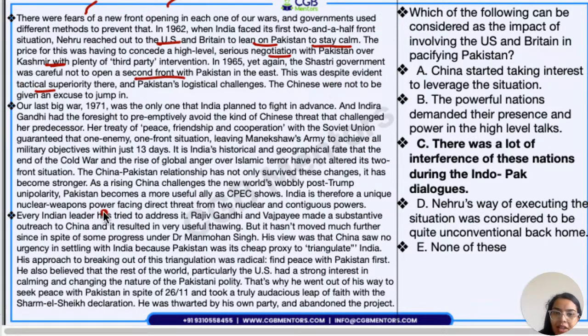Okay, after this we are looking at the Cold War and the whole Indira Gandhi chapter. Okay, what do we understand from the US-Pakistan point here is there was a lot of interference of these nations during Indo-Pak dialogues because Nehru reached out to these countries to lean on Pakistan. This itself means that their saying something and interfering was seen. That's it. That's your answer.